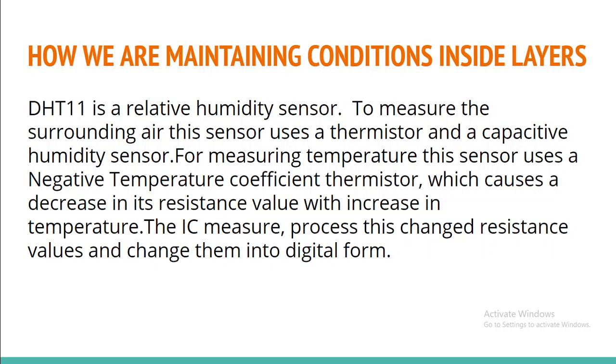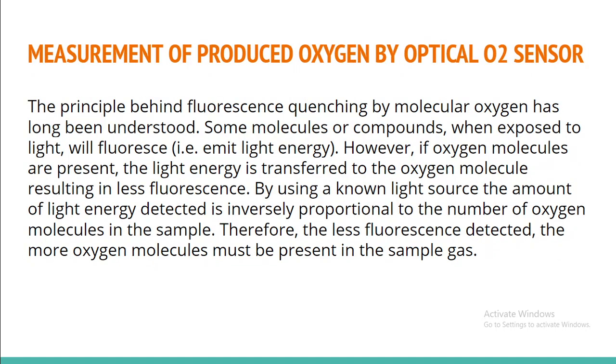How are we maintaining conditions inside the layers? We'll be using a humidity sensor called DHT11. This sensor uses a thermistor and a capacitive humidity sensor. And the produced oxygen will be measured by an optical O2 sensor.